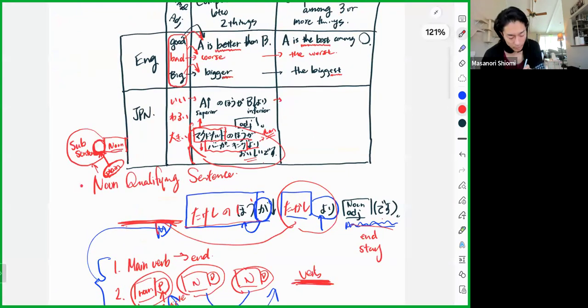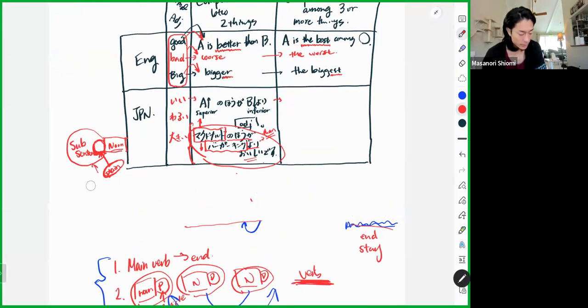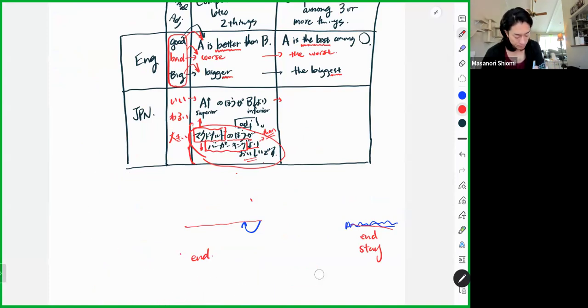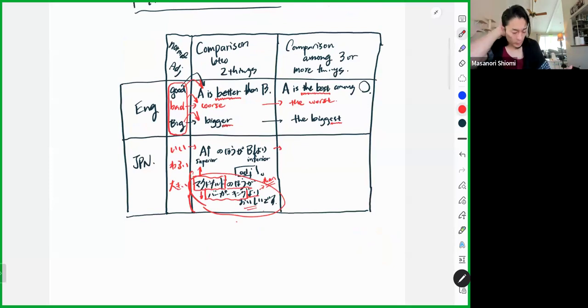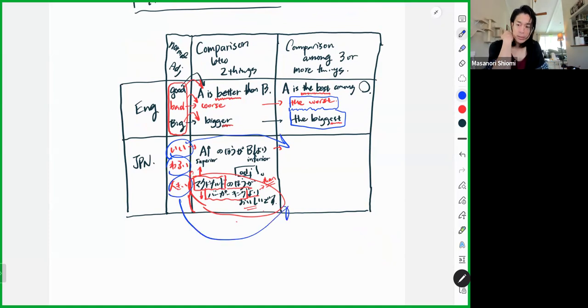Okay. Now that we have covered the first one, comparing two things, let's compare among three or more things. Again, in English, we have to change the adjective these ways. Again, in Japanese, we don't need to, right? The adjective or noun, whatever we compare him with, can stay as is, which is great. Let me write the conclusion first.